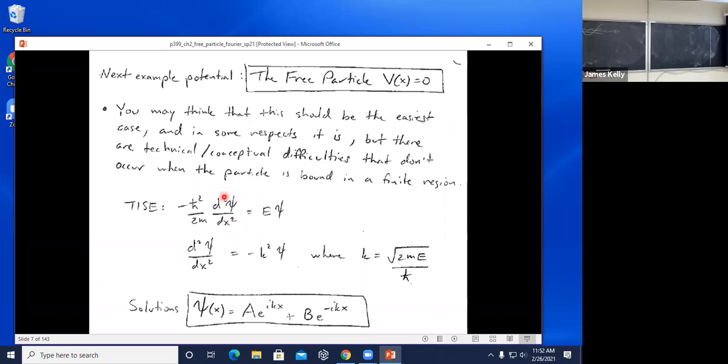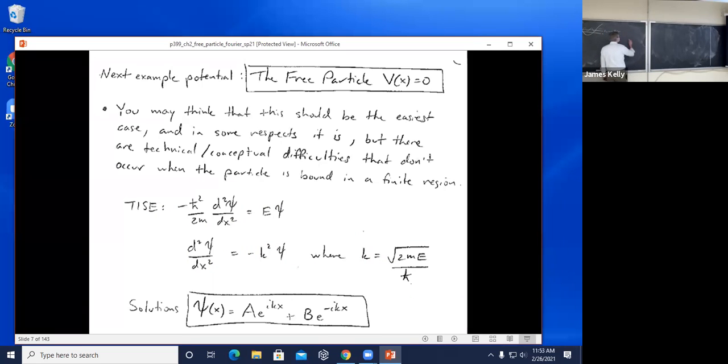I'm just going to solve for the second derivative. I get a bunch of constants over on this side, including a minus sign, and everything except the minus sign we're going to define to be k squared. In other words, just like we did before, k is defined as root 2mE over h bar.